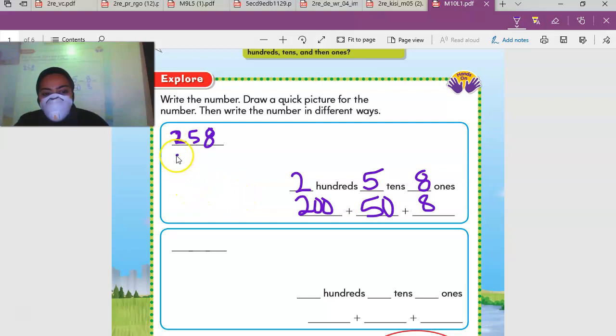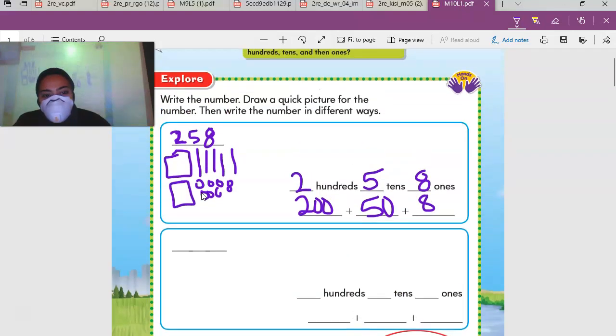How many hundreds are there? Remember, hundreds are squares, okay? 2 squares. How many tens? 5. The tens are logs. 1, 2, 3, 4, 5. And how many ones? 8. 1, 2, 3, 4, 5, 6, 7, 8.